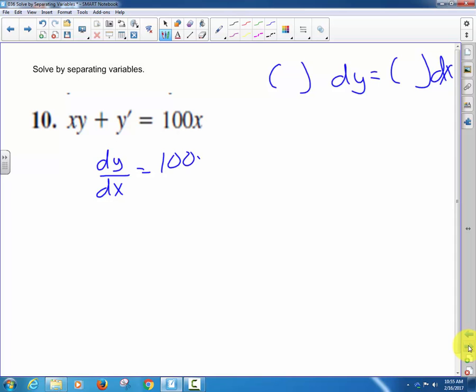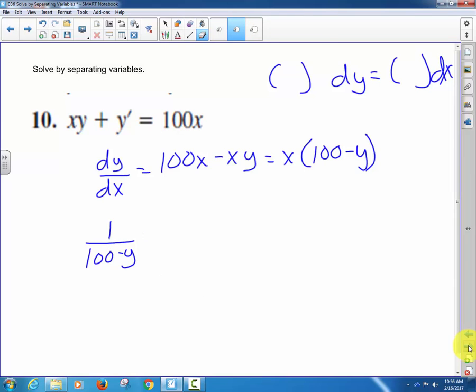Very good. We're going to subtract xy from both sides. Good. And then we see our Algebra 1 kicks in. We can factor an x out of that and make it x times (100 minus y). All right? And now that looks a little bit more like what we've been accustomed to dealing with. So now we can simplify this. Whoops. 1 over (100 minus y) dy equals x dx.